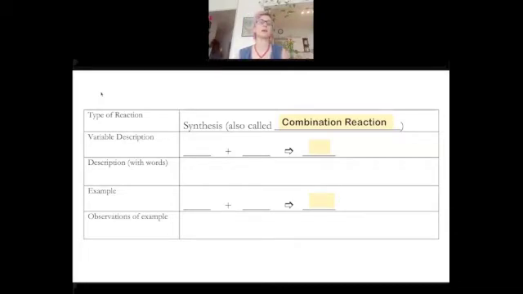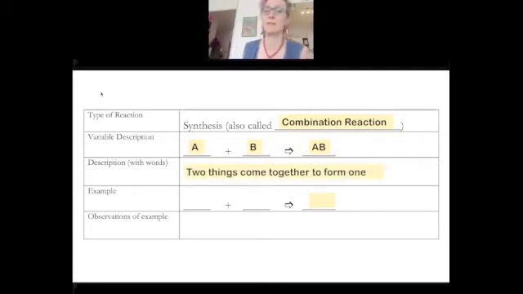The way that we describe types of reactions in chemistry is broken down into variables. Instead of X's and Y's and M's and N's, in chemistry we use A's, B's, C's, and D's. So the variable description for a synthesis reaction is: if we have one element A, another element B, or another ion, put those 2 together, and you end up with AB. Not C, but AB. One way to describe that with words would be 2 things come together to form one. You can write that word for word, exactly as you have on there.